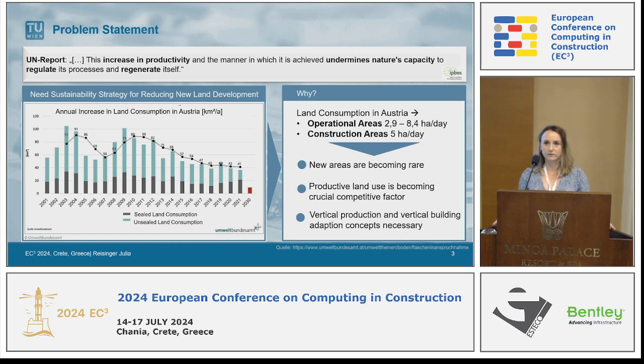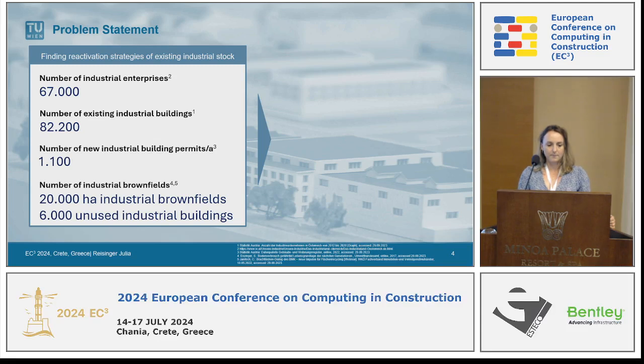And so new areas are becoming very rare. Also, productive land is becoming a very crucial competitive factor. And what that means is we really need to find vertical production and vertical building concepts in order to minimize new land ceiling. Another way would be to reactivate the existing industrial building stock.